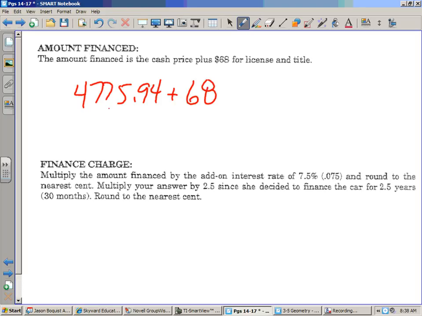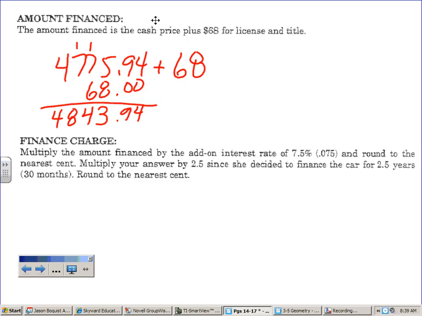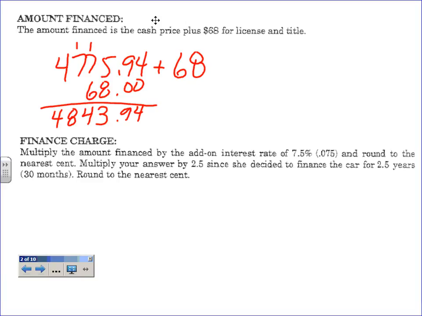In fact, I can probably just put it down here and do it. That's easy enough. So it's a 9 and a 4, right? So what is that, a 13, 14, 8, right? Agree? So $4,843.94. Okay? Is how much she's basically going to ask the bank for. She's going to say, this is how much I need. Okay?